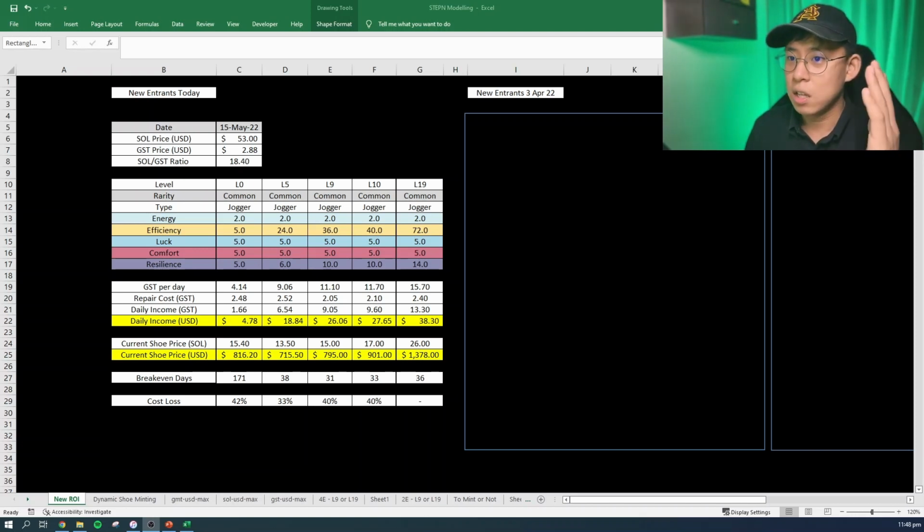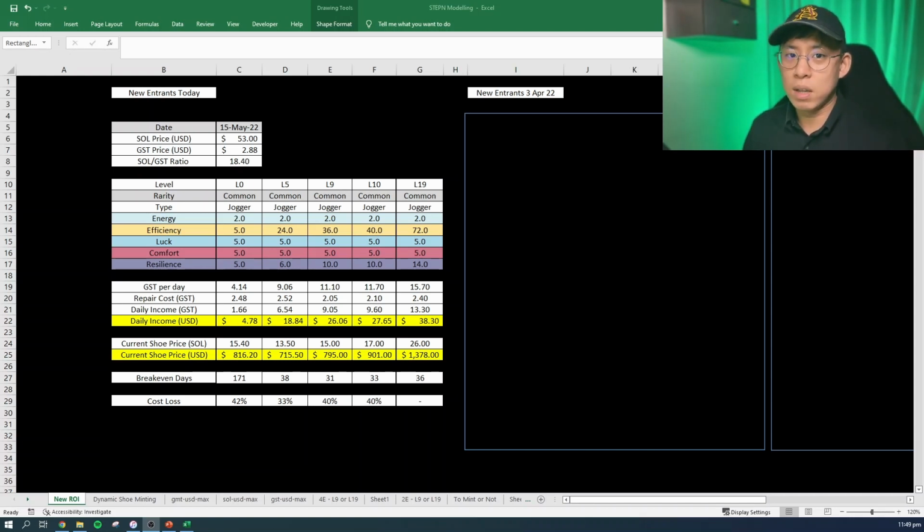So you see at level 9, the price is at 15 Solana, level 10 at 17 Solana, and level 19 is at 13.3 Solana. And for the current shoe prices in Solana, I just multiplied by the current Solana price, and that will give me the current shoe price in US dollars. Next, I've taken the current shoe price in US dollars and divided it by the daily income in US dollars to give us the number of days required to break even. And so you'll see at level 0, it will take you 171 days to break even. And I do advise that if it's your first shoe, please don't buy a level 0 shoe because it will take you a long time to recover your ROI.